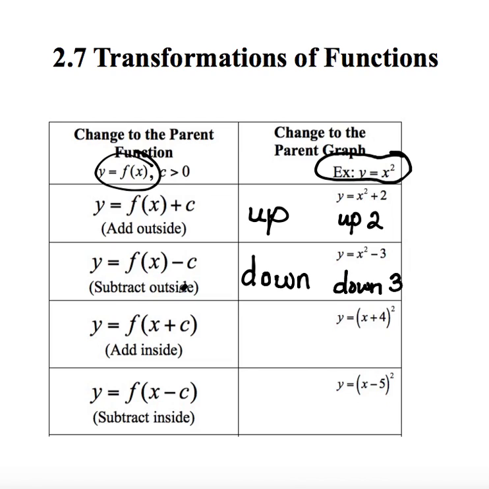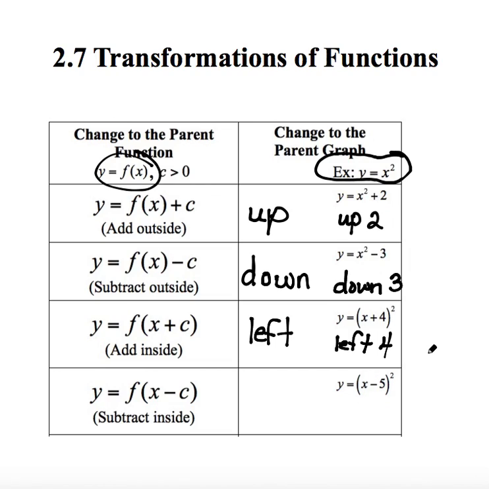Now, when you have something added on the inside, that kind of transformation is a horizontal transformation. So we have f of x plus c, so adding on the inside. My example over here is y equals the quantity x plus 4 squared. Well, when you're adding on the inside, that's actually a shift to the left. So our particular example of x squared is going to be shifted to the left 4 units. And we'll look at what these graphs look like later.